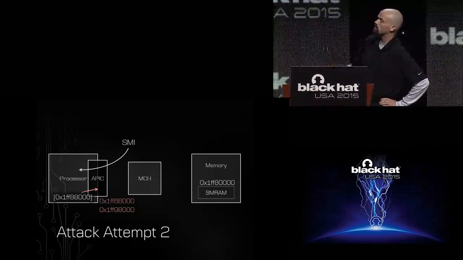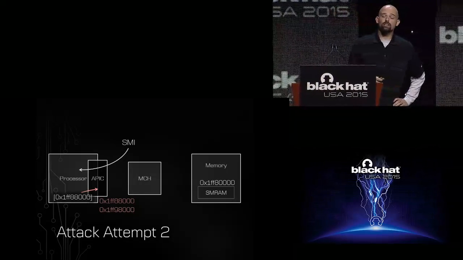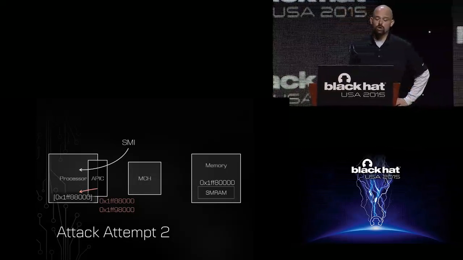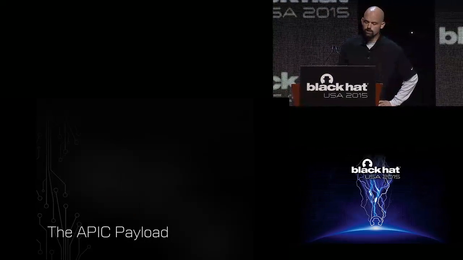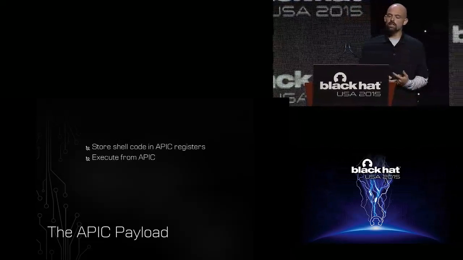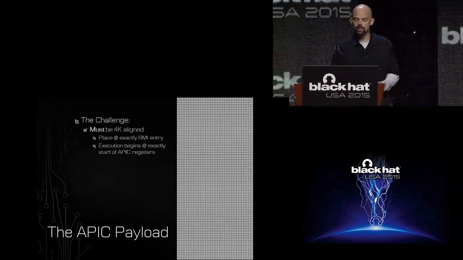Only now, when it tries to fetch the first SMM instruction, it's going to fetch it out of the APIC registers instead of out of SMRAM. So APIC is going to return one of its registers, and the processor is going to try to execute that as if it was an instruction. So if we could store shellcode in the APIC registers, then we could gain control of the processor within SMM.